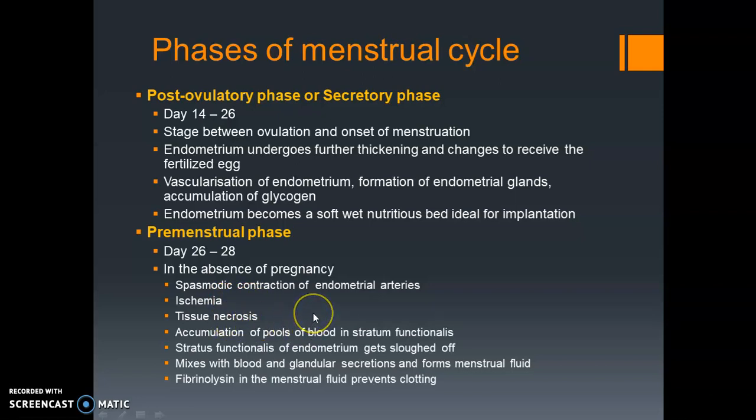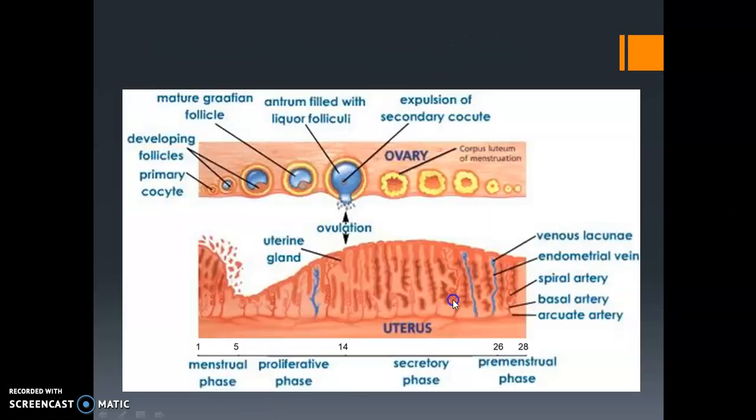As a result, the blood capillaries will degenerate, and blood will accumulate as pools in the functionalis layer of the endometrium. Finally, the functionalis layer will get sloughed off from the uterine wall, and it will mix with blood and glandular secretions and form the menstrual fluid and flow out of the body through the uterine cervix. The blood does not clot because of the presence of fibrinolysin in the menstrual fluid.